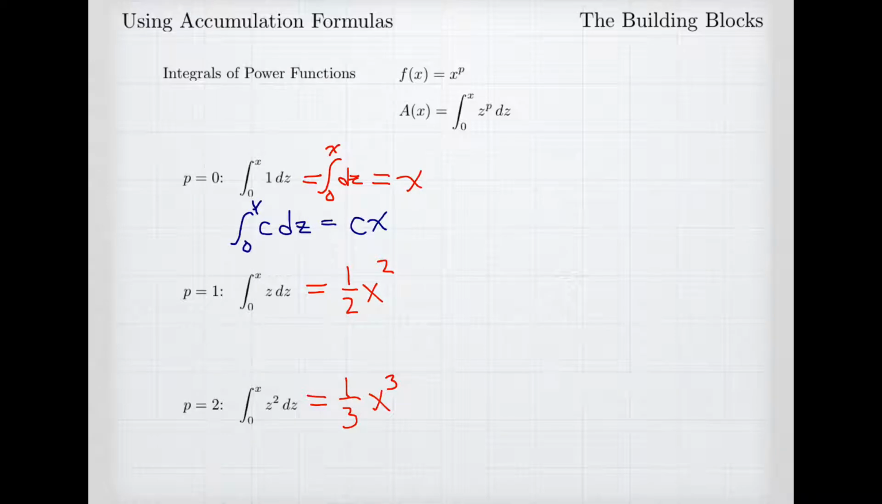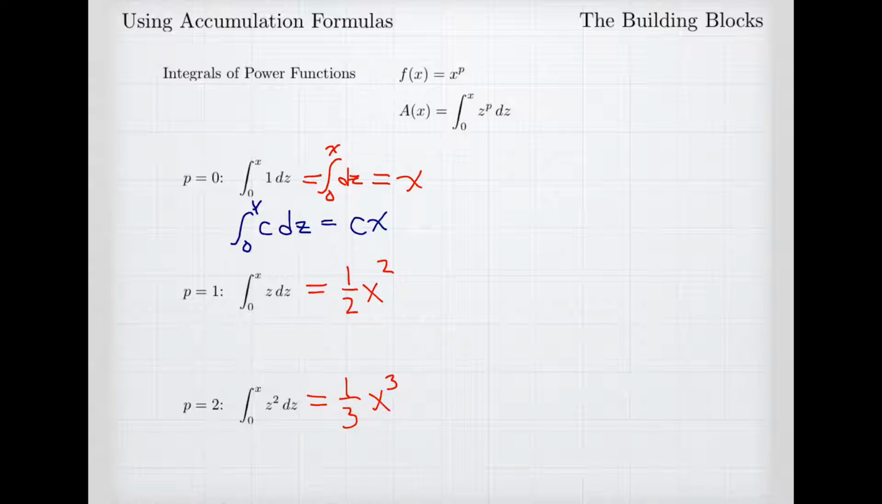First, let's look at the power where we start. Inside the integral, I have a power 0. Its accumulation formula has a power 1. When the integral has a power 1 inside, the accumulation has a power 2. When the power is 2 inside, my accumulation has a power 3.